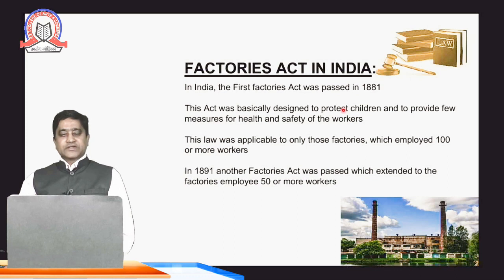This act was basically designed to protect the children and provide a few measures of health and safety, as well as welfare of the workers. The law was applicable only to those factories which employed 100 workers or more. With the change of time, in 1891, the Factories Act was extended to the factories where the workers were 50 or more. So in 1881 it was 100 or more workers, and in 1891, with the amendment, the extension of the Factories Act took place, and the factories covered were those with 50 or more workers.